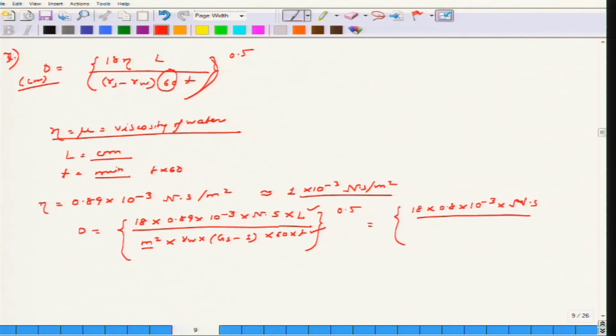Now this second is already cancelled out because 60t is actually in seconds. So basically that unit is cancelled out. So now you are left with only Newton and meter square into gamma W into Gs minus 1 into L by 60 into T whole to the power of 0.5.